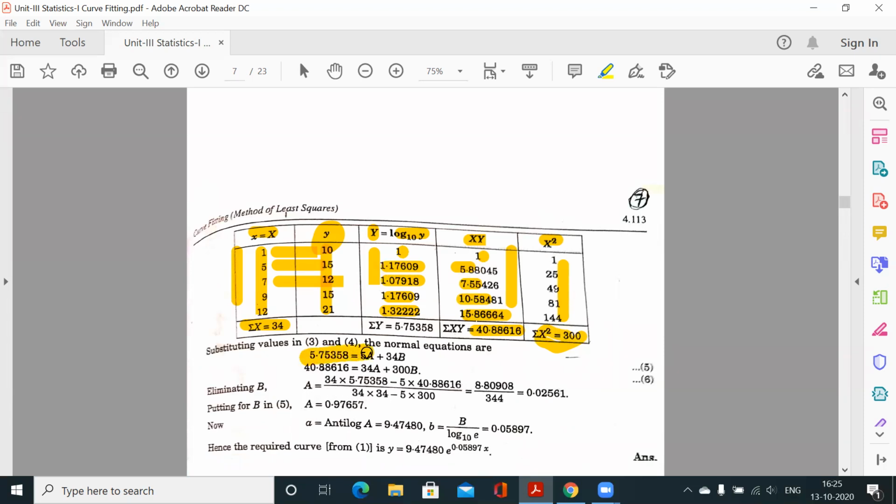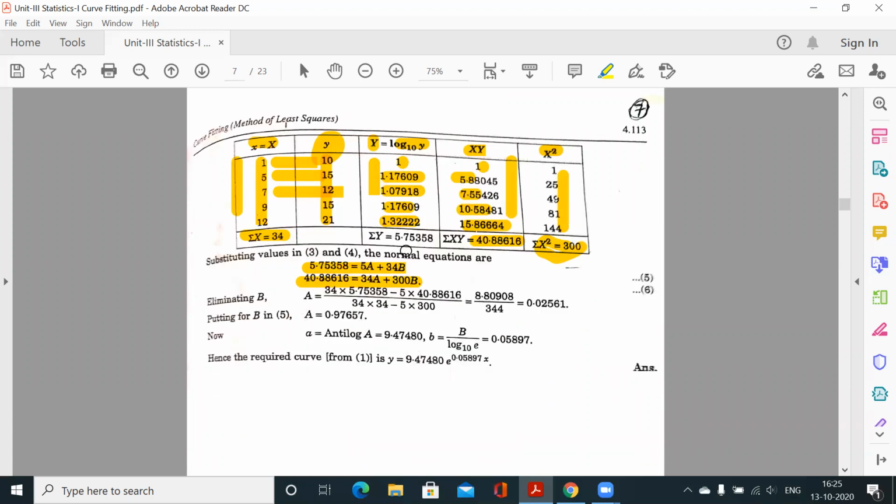So this is the first normal equation using these summations. This is the second normal equation using these summations. Now when we solve these two linear equations, we will get capital A, which is equal to 0.02. And putting it in the second equation, this is capital B. By mistake, he has written capital A, but this is capital B.